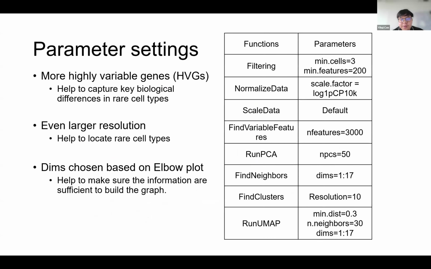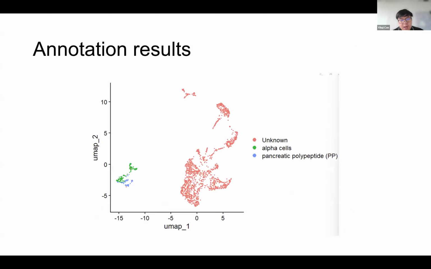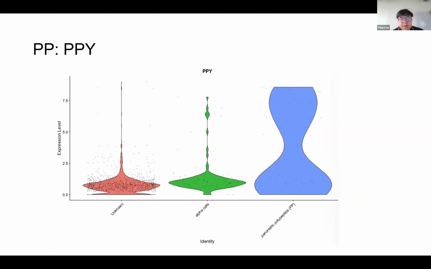And for part 2, because the alpha and PP cells are pretty rare in this dataset, I use an even larger resolution of 10. And it identified the alpha cells and the pancreatic polypeptide PP cells. And it matched with the biological idea that the alpha cells and the gamma cells should be quite related. And the PPY expression looks like this.